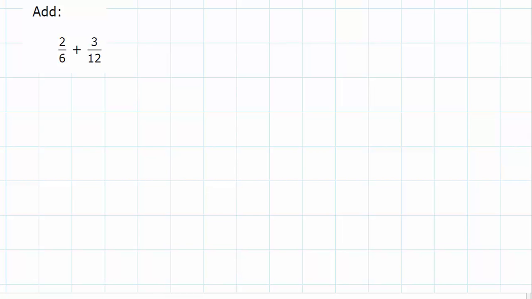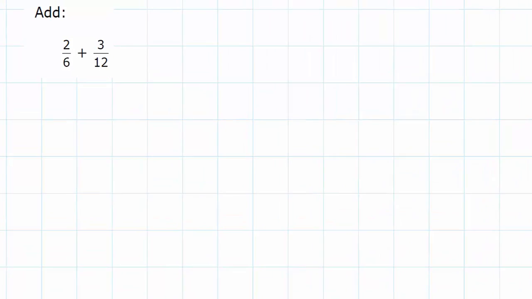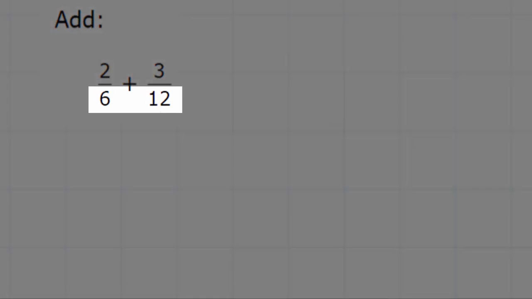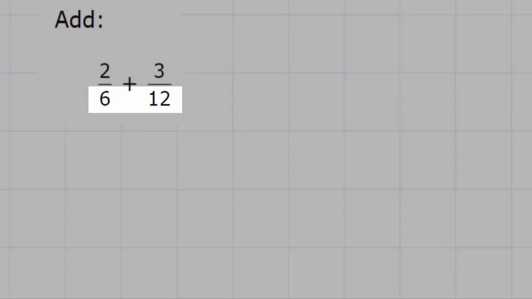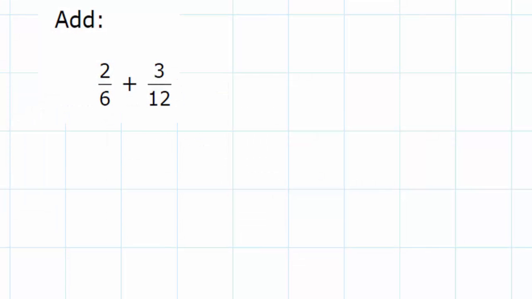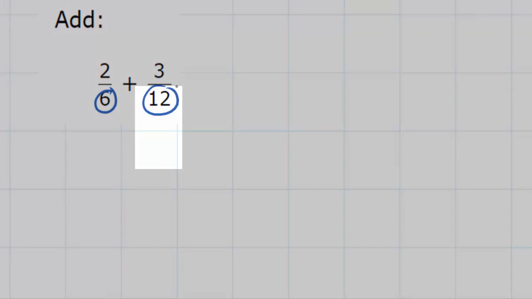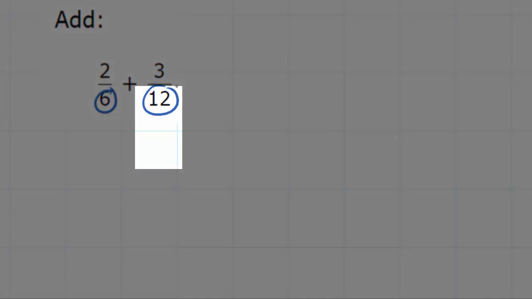So we're going to take a look today at adding and subtracting fractions that don't have like denominators. And I'm going to teach you how to extend your fraction lines and incorporate multiplication into finding common denominators. So I've got 2 sixths plus 3 twelfths, and we can see very easily that we do not have common denominators.